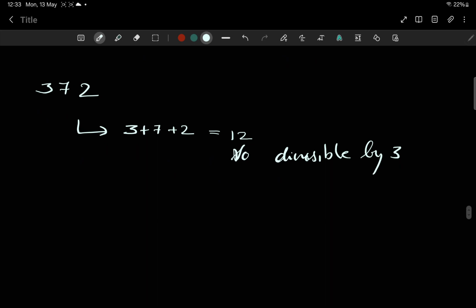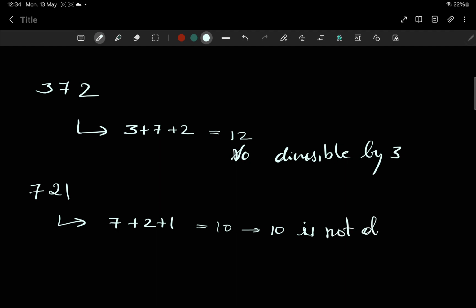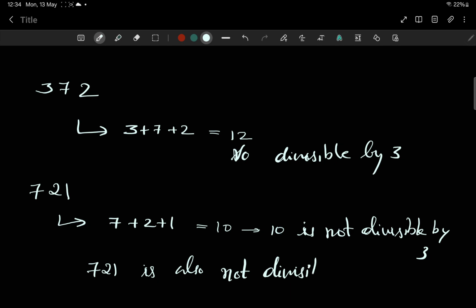Okay, next, 721. Let me add the digits. That is 7 plus 2 plus 1, which is equal to 10. 10 is not divisible by 3. Therefore 721 is also not divisible by 3.